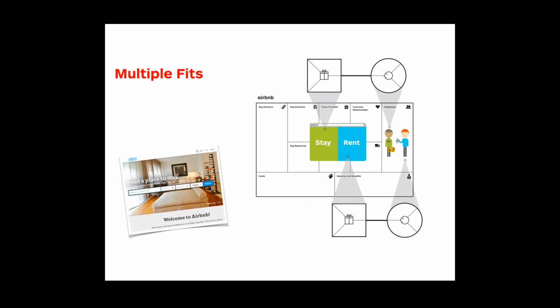Now, sometimes we encounter this situation where we have what's called multiple fits. I'll give you the example of Airbnb. They have a value proposition that speaks to both customers who are renting a place to stay, as well as people who have excess rooms, whether that's in their house or their apartment or whatever. They have this excess space that they want to rent out to customers. Okay, so they actually have two value propositions or multiple fits that they have to find within their business model. So it's kind of interesting.